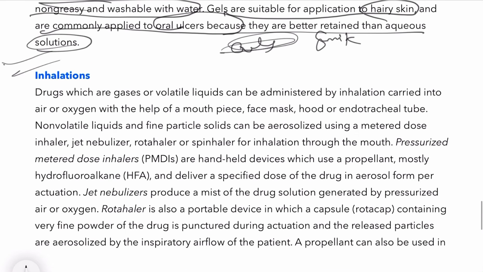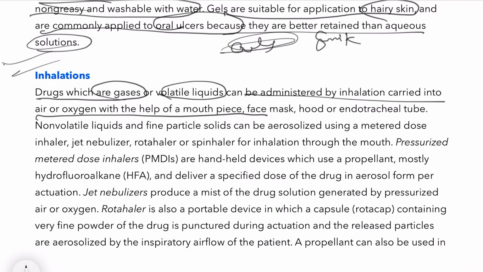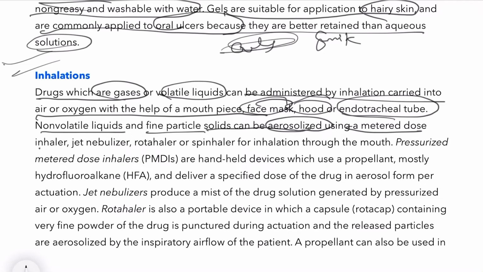Next is inhalations. Drugs which are gases or volatile liquids can be administered by inhalation, carried in air or oxygen with the help of a pouch, mouthpiece, face mask, hood or endotracheal tube. Non-volatile liquids and fine particle solids can be aerosolized using metered dose inhalers, jet nebulizers, rotahaler or spinhaler for inhalation through the mouth. So these are the different forms of inhalations. In inhalations, various types of respiratory dosage pumps are given to asthma patients. This is an example of inhalation.